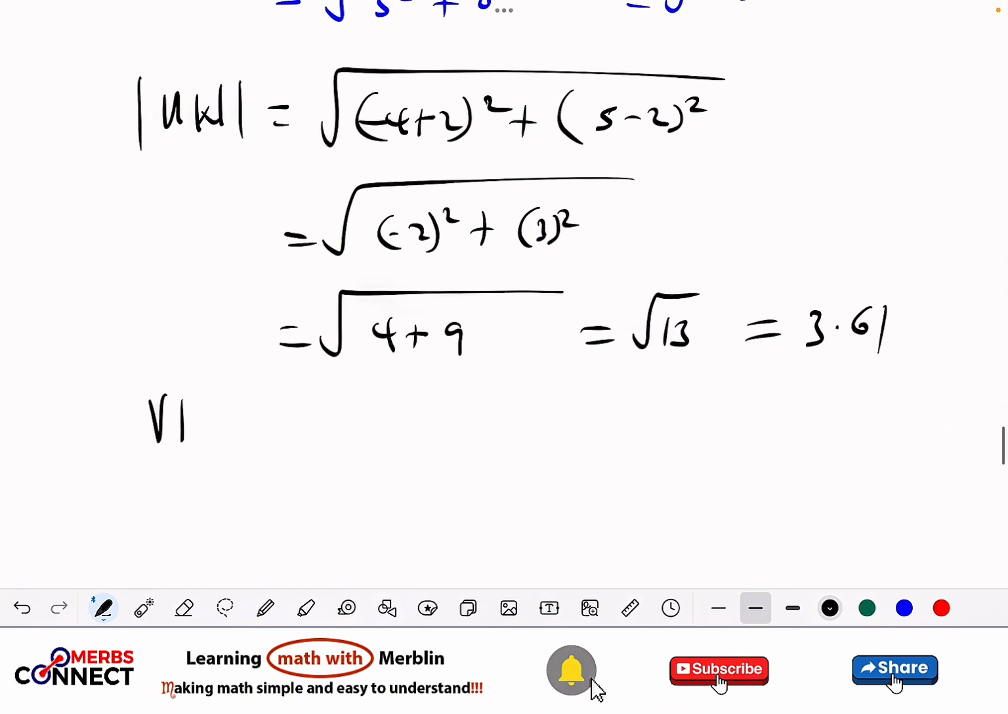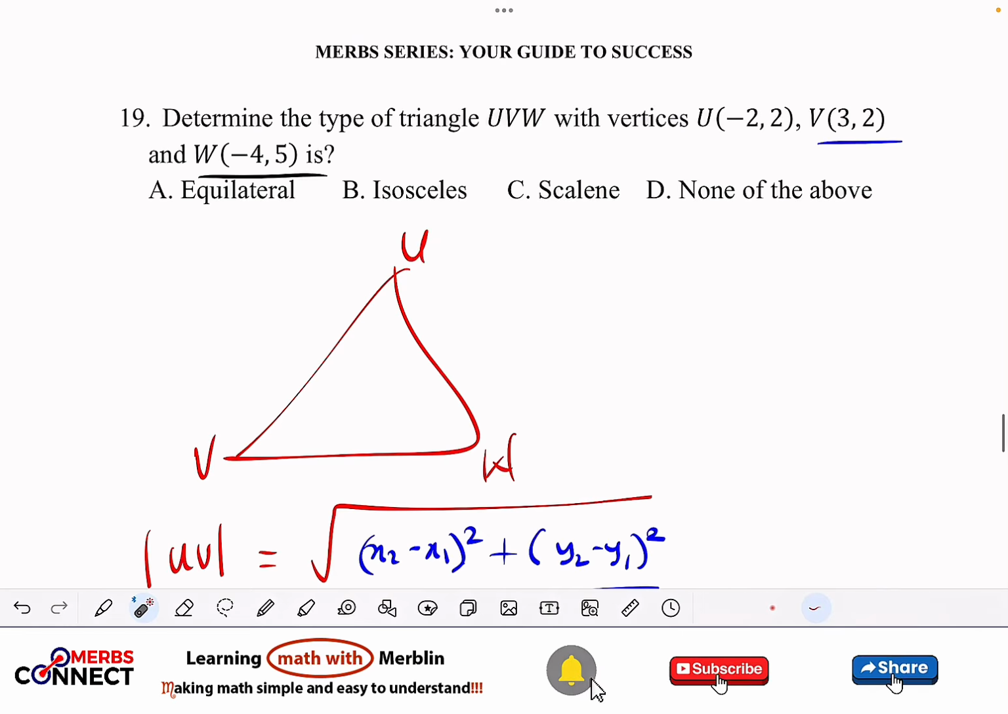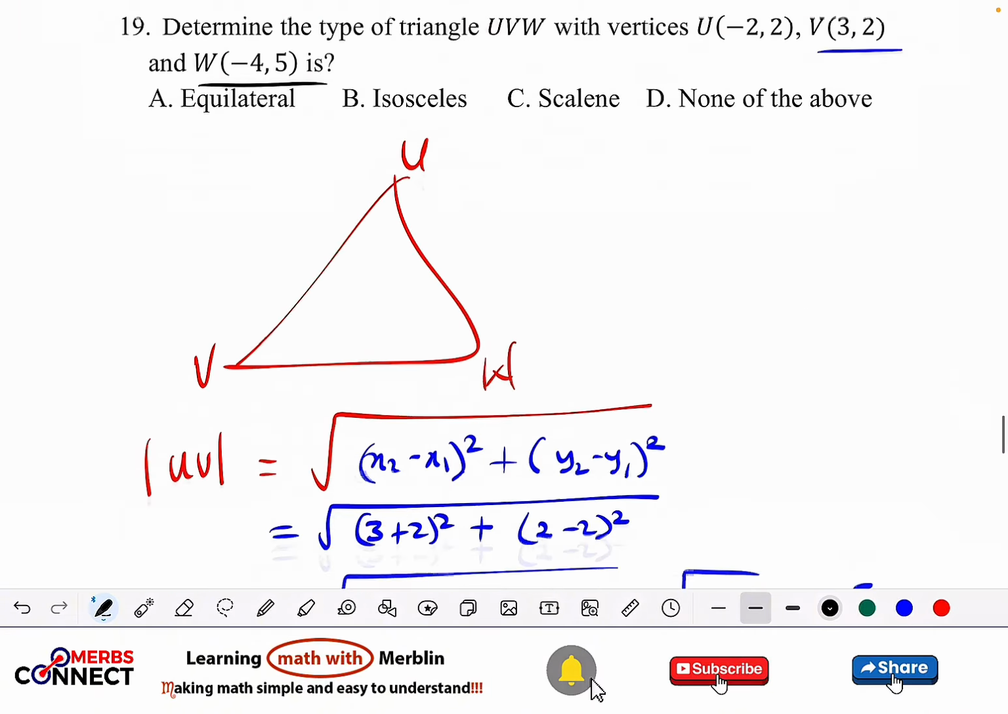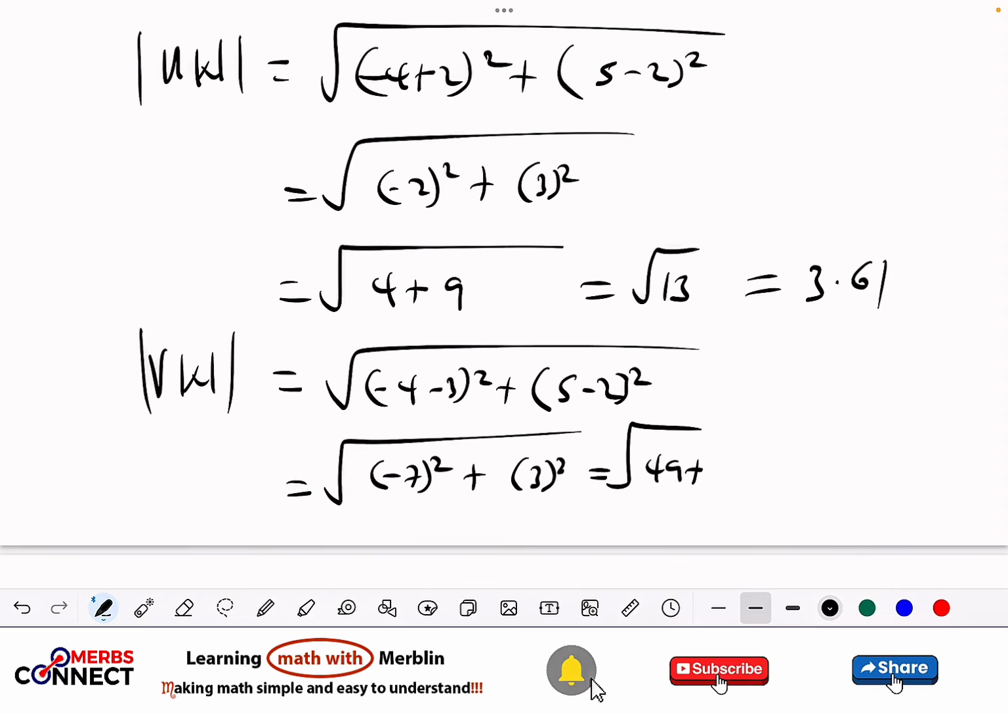And let's do the last one, vin W. So vin W, okay, I can have the point here. Let me still pick this one as x2, y2. So I'm going to have minus 4 minus 3 squared plus 5 minus 2 squared. So this is going to give us minus 7 squared plus 3 squared, and this is equal to 49 plus 9. Is that right? Good. And this is going to be square root of 58, and this is going to give us 7.62.